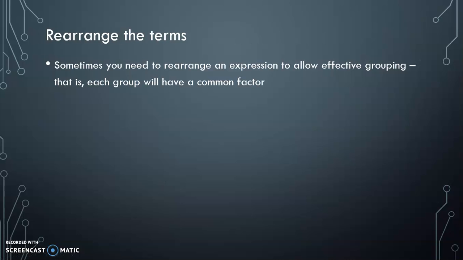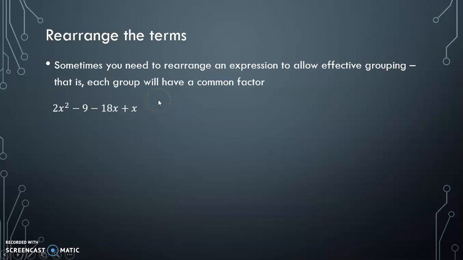Sometimes you need to rearrange an expression to allow effective grouping. So for expressions like this, if you just follow the order that these terms appear, you notice that 2x squared minus 9 doesn't really have a common factor, and you can't really use dots here because x has a coefficient of 2. And here, 18x and x has a common factor, but if you just factorize these 2 terms, what do you do about these 2?